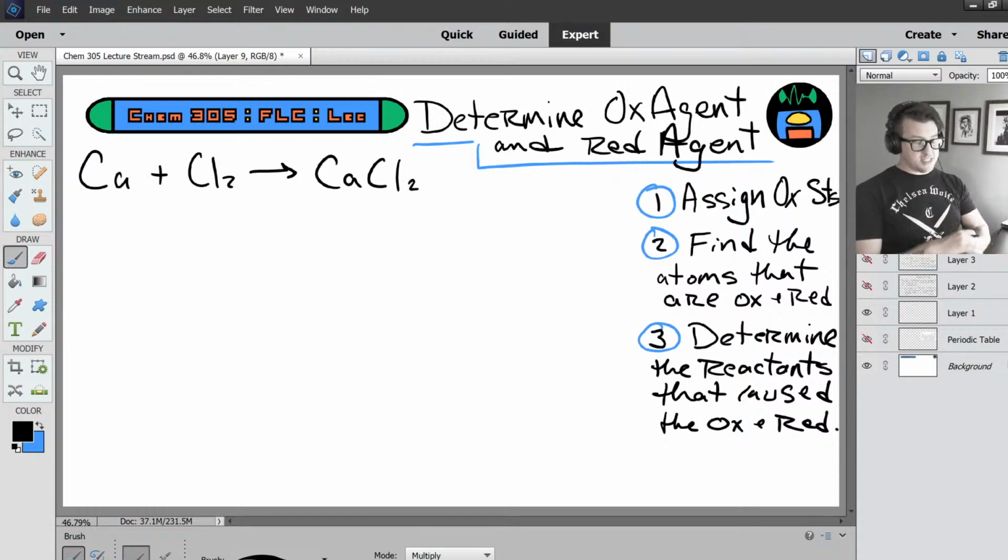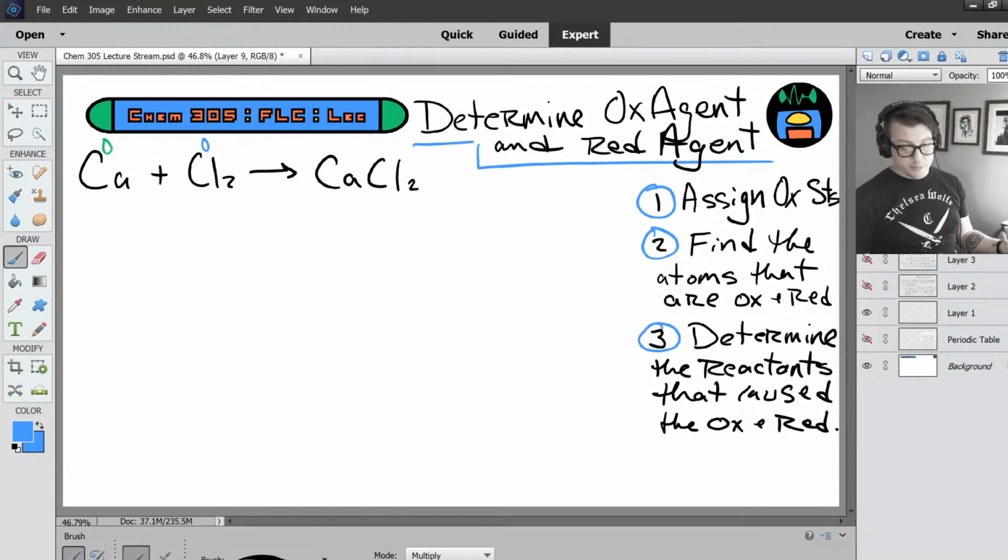Now, on the reactant side, when we first look at calcium, calcium has no charge, so its oxidation state is 0. Cl2, likewise, no charge, so its oxidation state is 0 as well. All right. Now let's look at our product, calcium chloride.